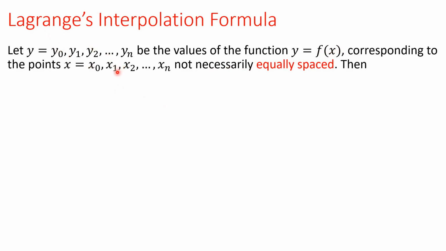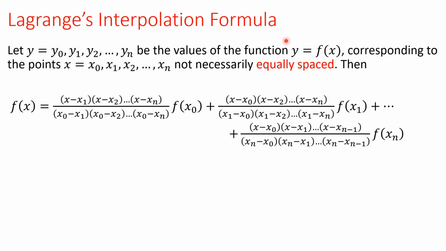That means we have to find a polynomial such that when you put x is equal to x0, the answer should be y0. When the input is x1, the output must be y1, like this. So the polynomial is this: f of x is equal to this. Now look at the first term. We have to design this first term, this numerator upon denominator. Forget about this f of x0. This term should be such that when we put x is equal to x0, it is 1.